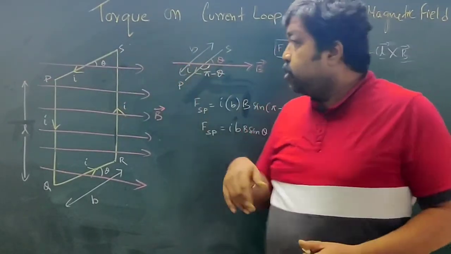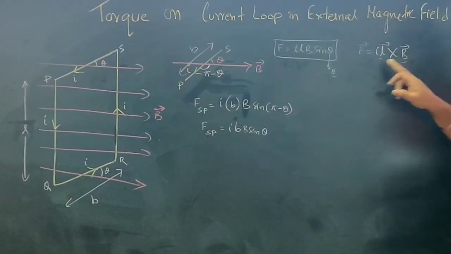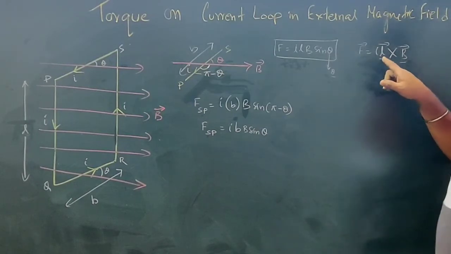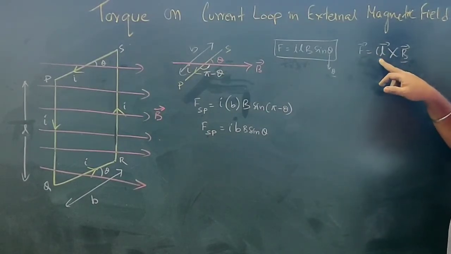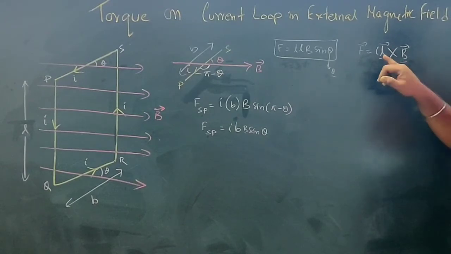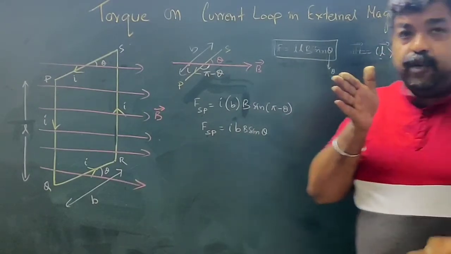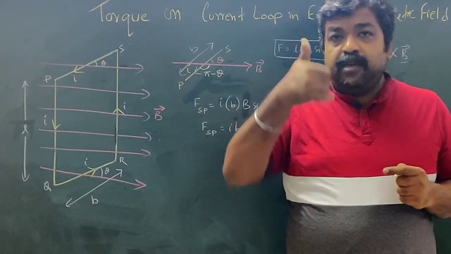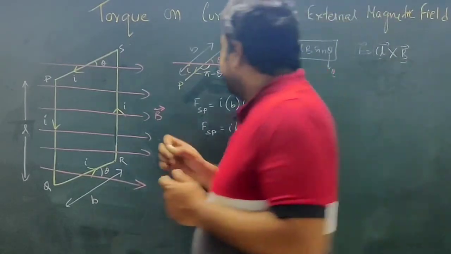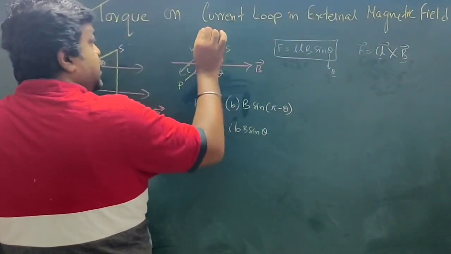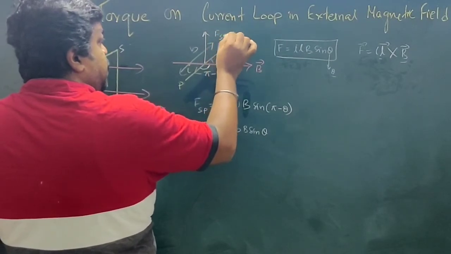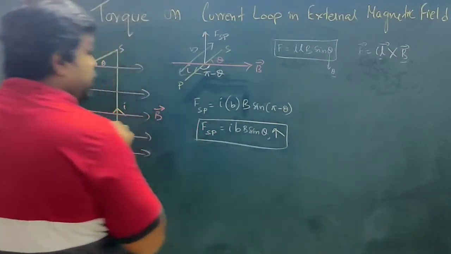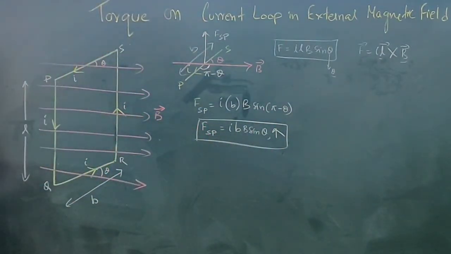So if we use the cross product rule, F equals IL cross B, the force is in the direction of IL cross B, that is, the direction of L cross B, because L is in the direction of I. So current is flowing in this direction, magnetic field is in this direction. If we use the right hand curl rule, IL cross B, that is, the force will be in the upward direction. So this is the force on part SP, and it is in the upward direction.